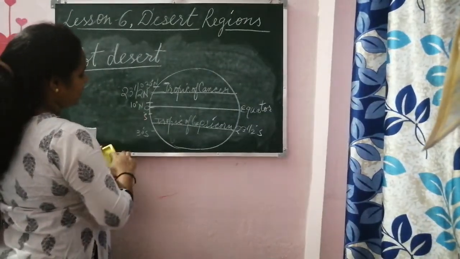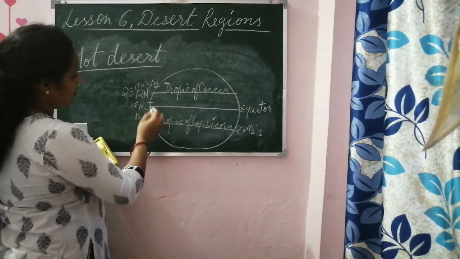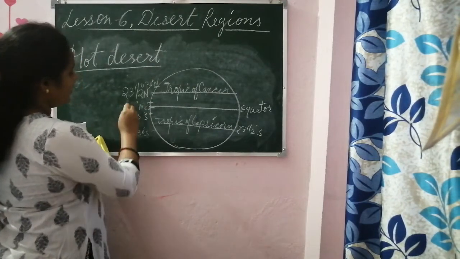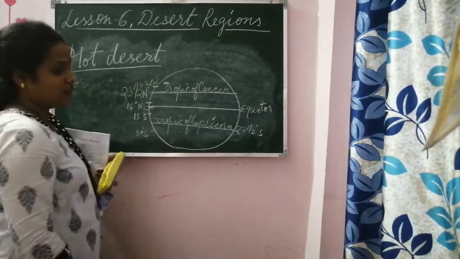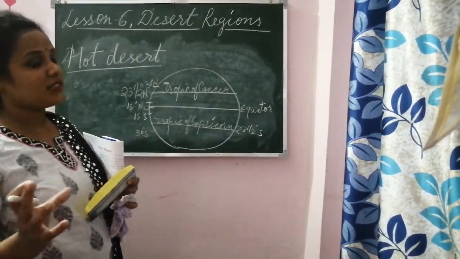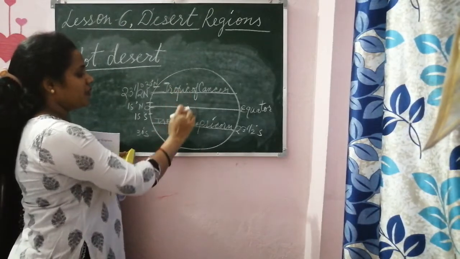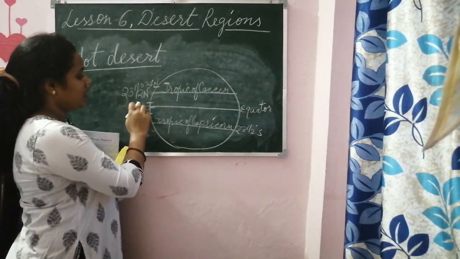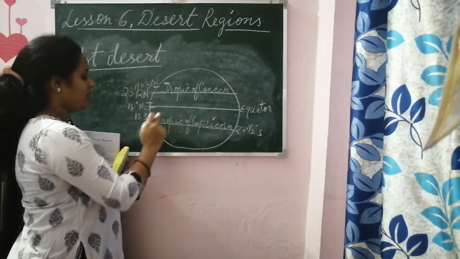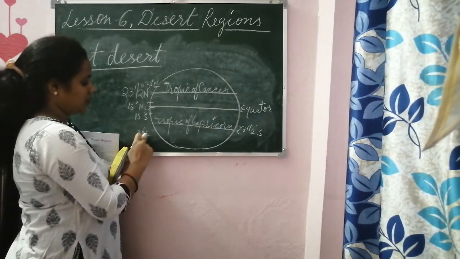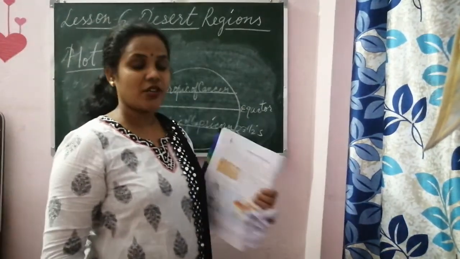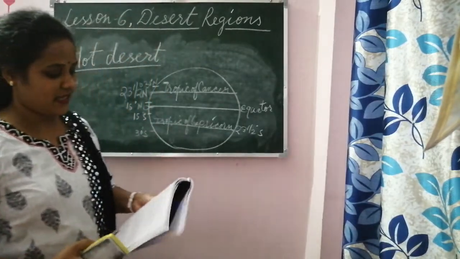Alright, so it is 15 degree to 30 degree, and here also 15 degree to 30 degree. Clear? Once again I am giving you a gist. Where is the hot desert located? Both sides of equator. 15 degree north to 30 degree north near the Tropic of Cancer, and 15 degree south to 30 degree south near the Tropic of Capricorn is your tropical desert areas.